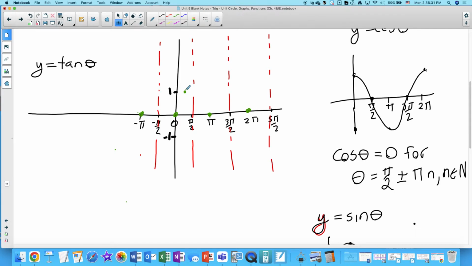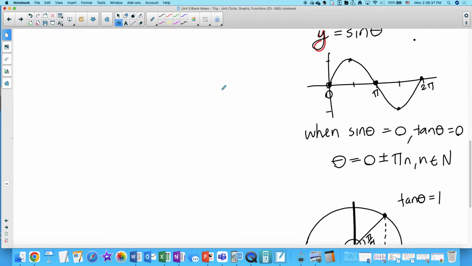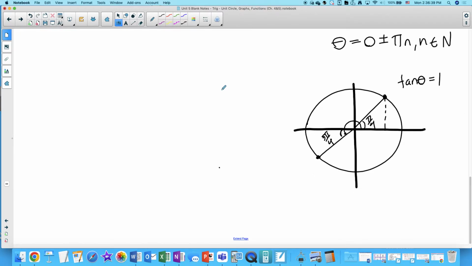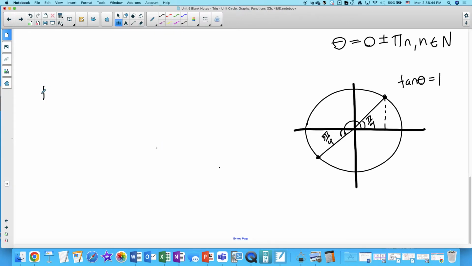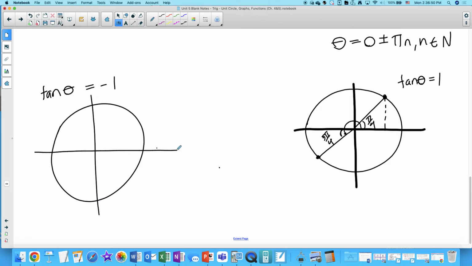Okay, where is tan theta equal to -1? Let's think about that too. I'm going to do that over here. Yeah, in quadrant 2 and 4. Right, so here, that's 3 pi by 4. And here is 7 pi by 4. Or if you want, you can also think of this as negative pi by 4.